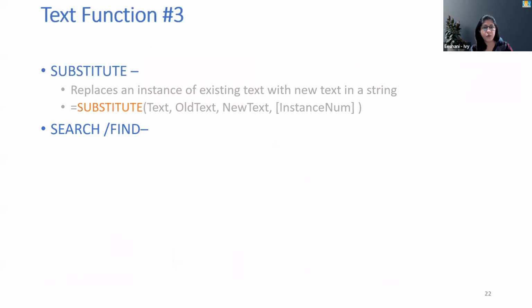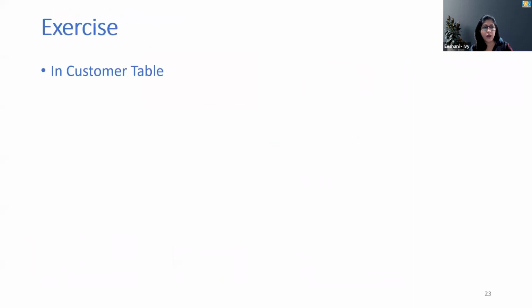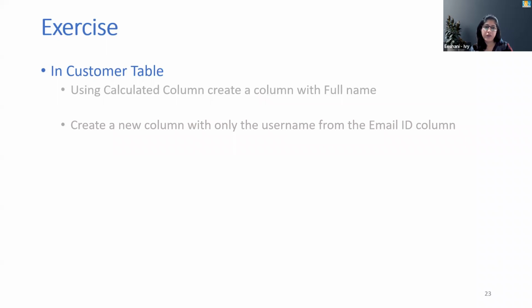So we have substitute, we have find, search. All right, exercise, customer table, create a calculated column. This I've done for you. Create a new column with the username from. Why am I doing all the questions for you? All right, finish it. I didn't realize those are the same questions I demonstrated.